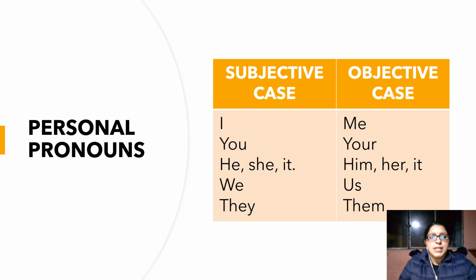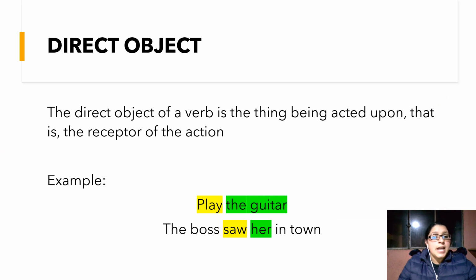Now, the objects are classified in direct objects, indirect objects, and oblique objects. The direct object of a verb is the thing being acted upon, that is the receiver of the action. For example, play the guitar, where play is the verb of this sentence and the guitar is the direct object. Now, the direct object always goes along with the verb.